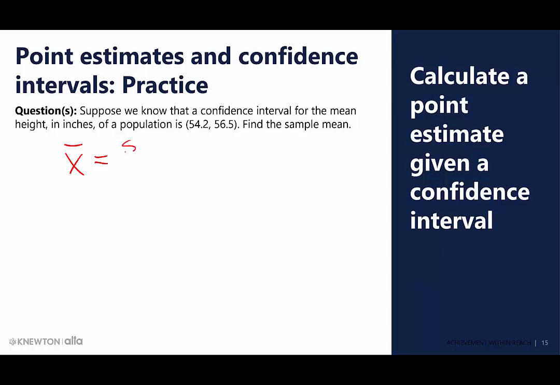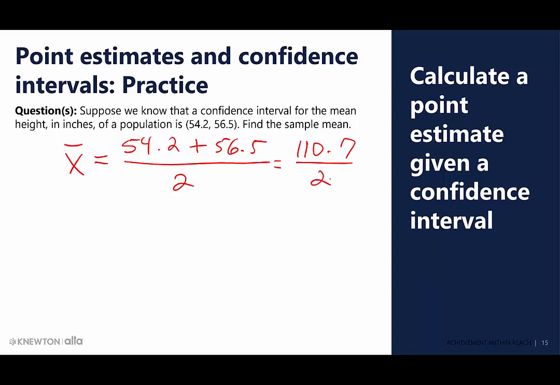So this is what you do. You take 54.2, you add to it, remember this time you're adding, 56.5, divide that by 2, and that will give us our x bar. Adding those up, that should be 110.7, I believe. We need to divide that by 2. That should be 55.35. This is your x bar.